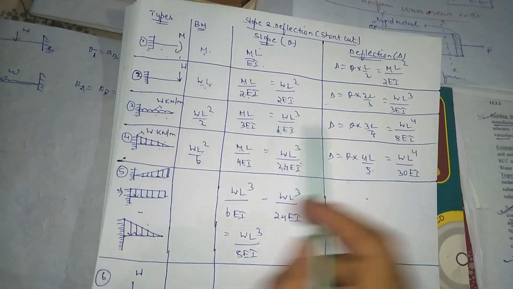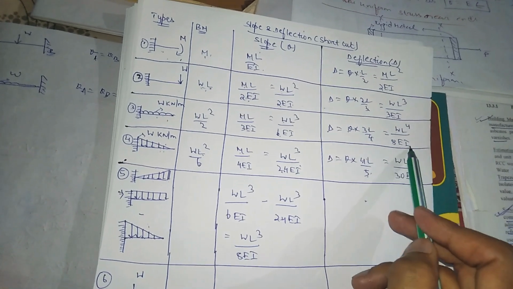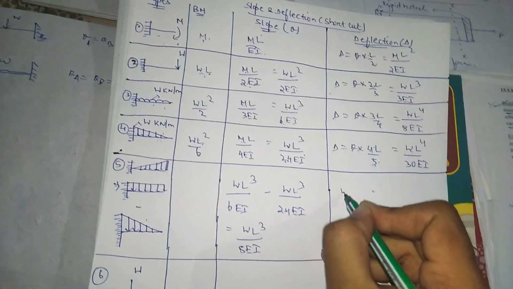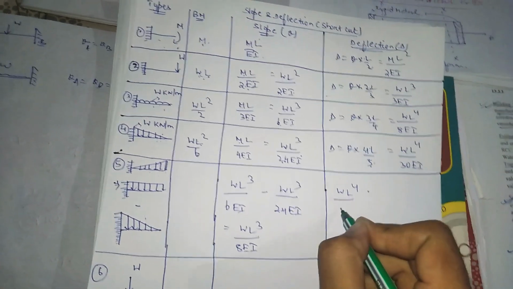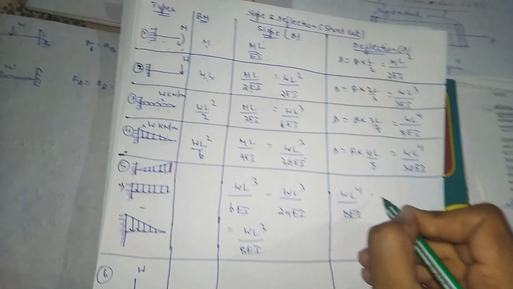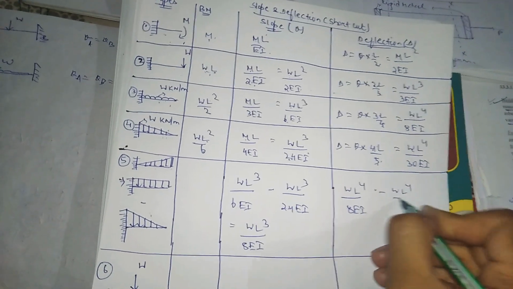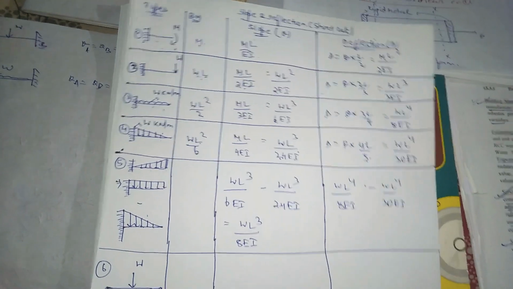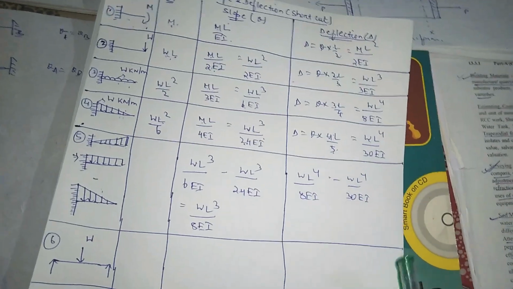Okay, similarly for getting the value of deflection, again we can do the same thing. This 3 minus 4, which means WL power 4 by 8 EI minus WL power 4 by 30 EI. So what will we get? WL power 4 by 8 EI minus WL power 4 by 30 EI. You can solve it and you can get the value. Okay, I am skipping this value.